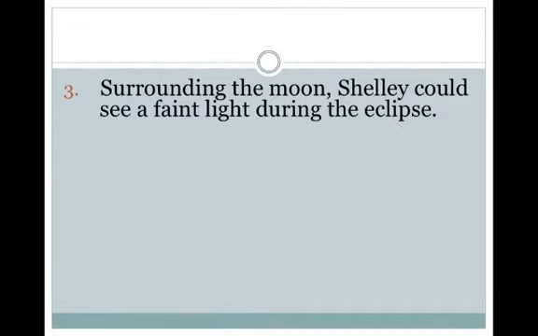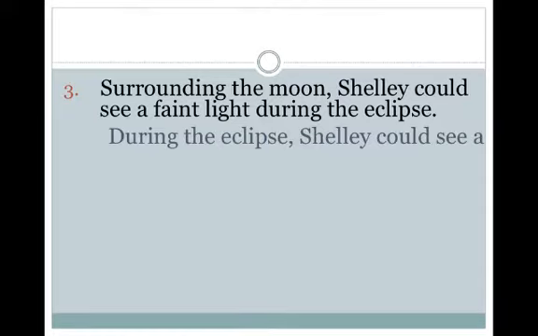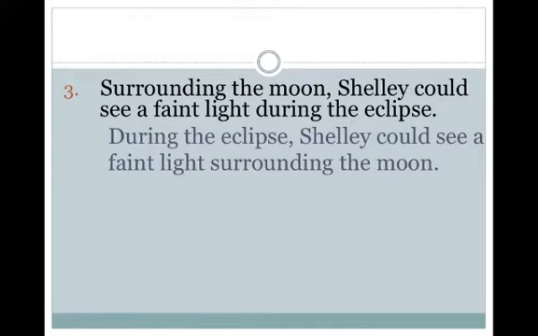Number 3, "Surrounding the moon, Shelley could see a faint light during the eclipse." This is a misplaced modifier. It sounds like Shelley was surrounding the moon. Instead, write, "During the eclipse, Shelley could see a faint light surrounding the moon."